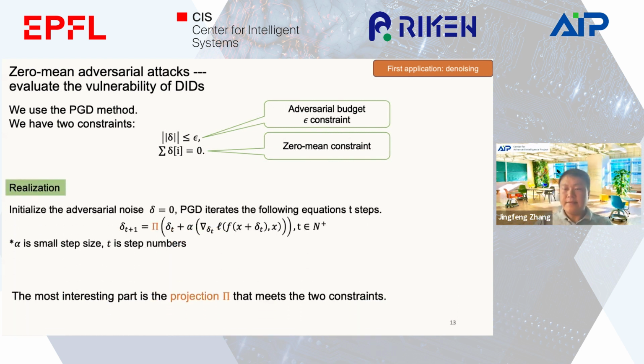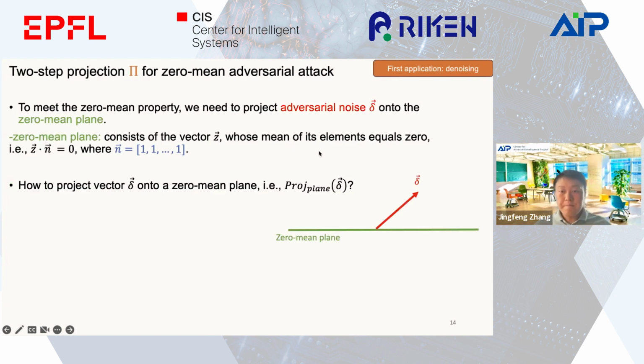To realize this, we customize the projection function in the PGD method. And the most interesting part is the projection pi that meets the two constraints. To meet the zero mean property, the projection function pi should project the adversarial noise onto the zero mean plane. The zero mean plane consists of vectors z whose elements have a mean equal to 0.